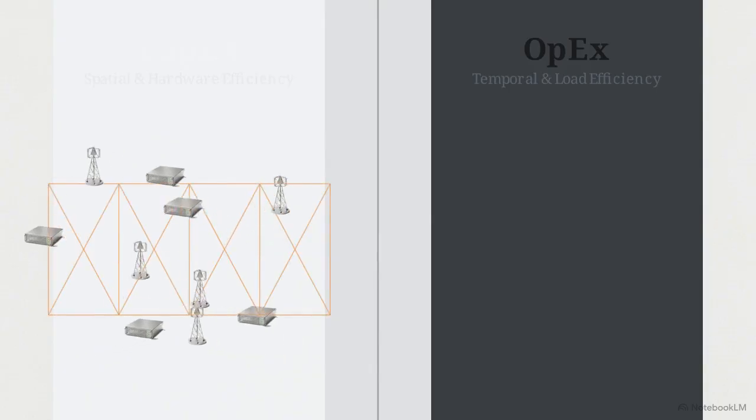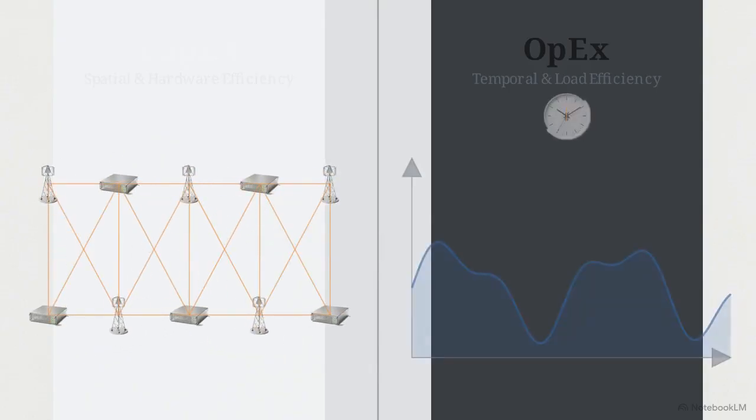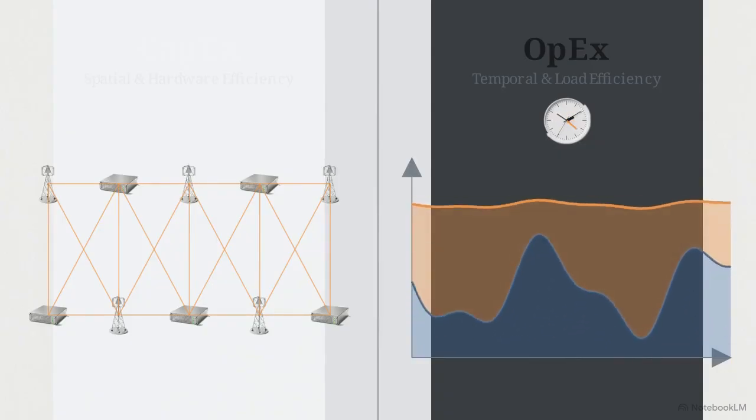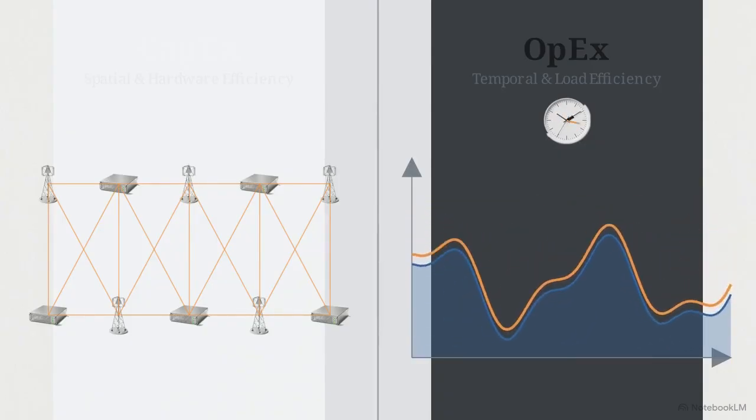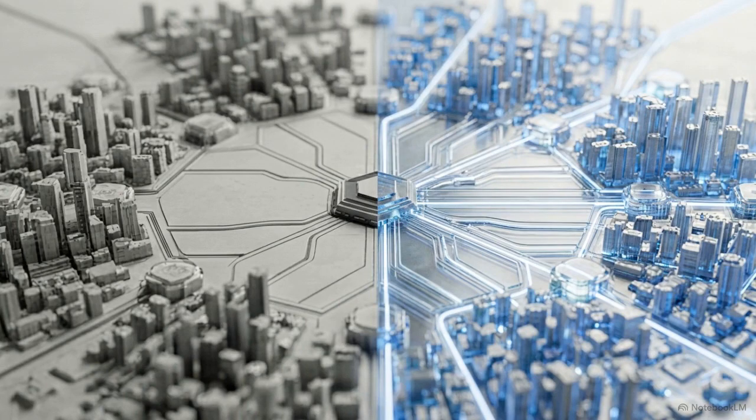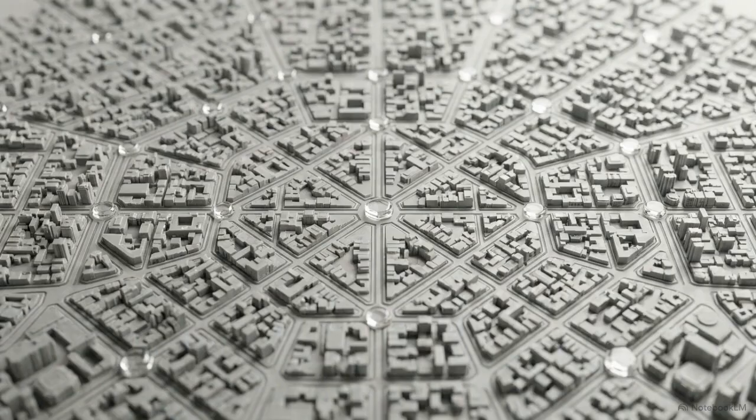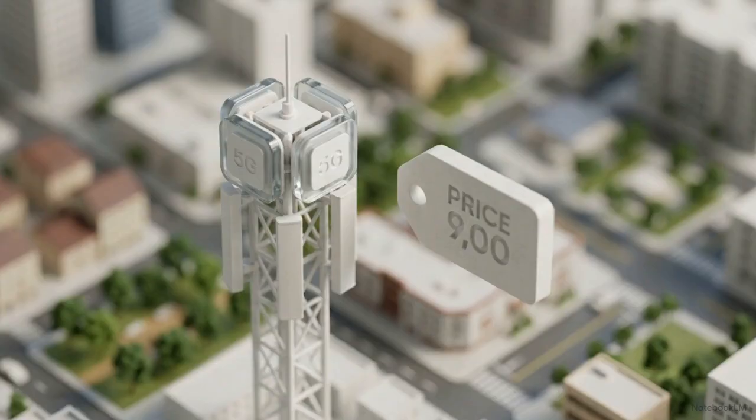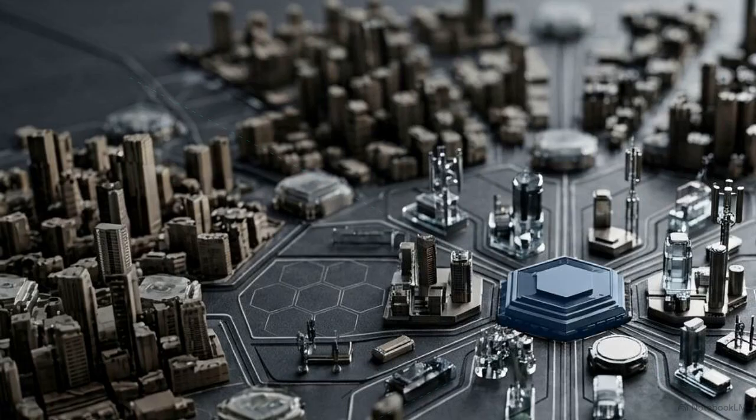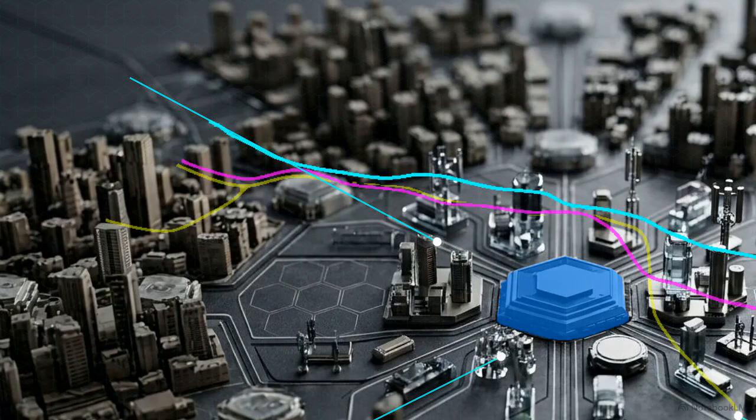Solving this financial squeeze requires dividing the telecom cost problem into two distinct algorithmic domains. First, we have spatial and hardware efficiency. This governs capital expenditure, or CapEx, exactly where you place your physical assets. Second, we have temporal and load efficiency. This governs operational expenditure, or OpEx, how you run those physical assets over time. The models required to solve the physical constraints of infrastructure planning operate differently from the machine learning systems designed to manage real-time fluctuations in load. Mastering this dual-domain approach enables operators to align their entire cost structure with actual network utilization.